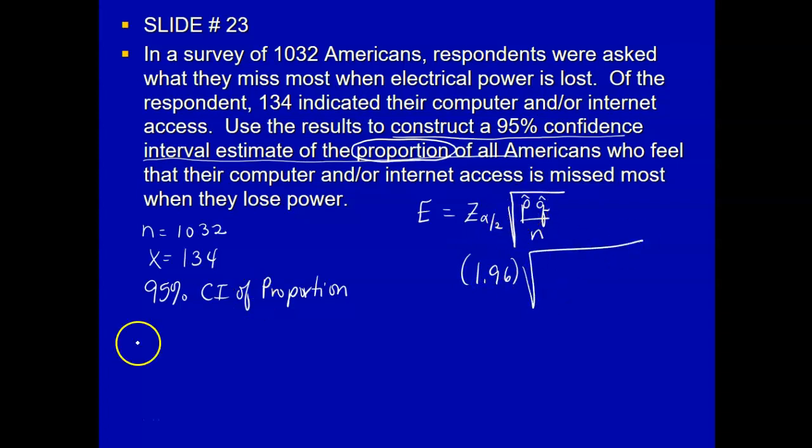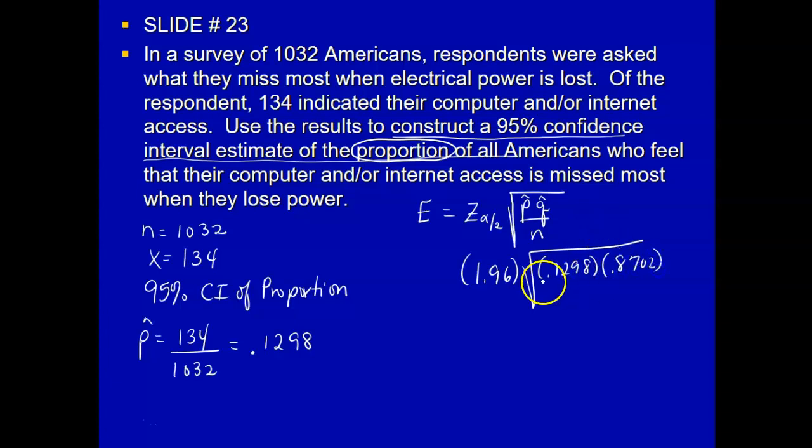Okay, so I need my p hat. My p hat is 134 over 1,032. So when I divide that out, I get 0.1298. I would carry that several decimal places. Or if you want to keep it as a fraction, that's fine as well. And then my q, by the way, is 1 minus p hat. So do 1 minus this value and you get this.